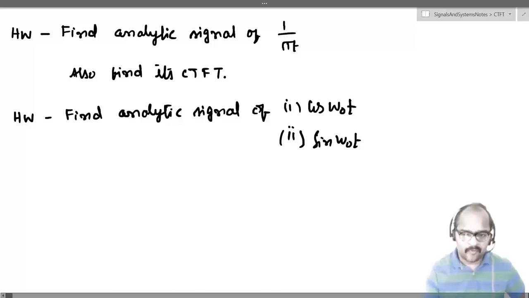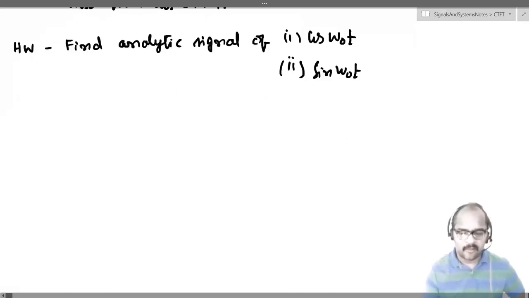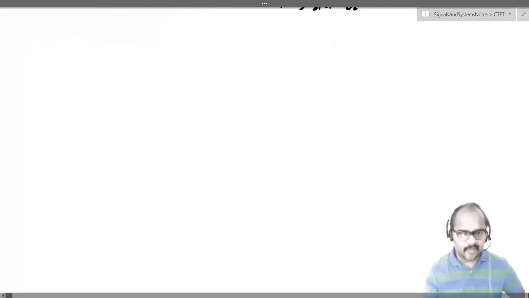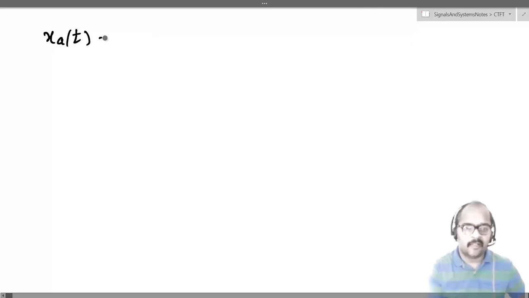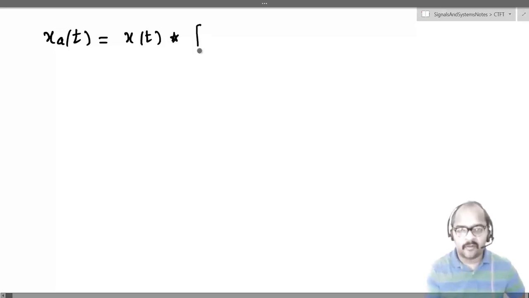Right? So before we finish this duality property, I just wanted to write our analytic function xa of t in terms of a block diagram. Okay, what did we get here? We got xa of t to be x of t convolved with whom? Delta of t plus j by pi t.